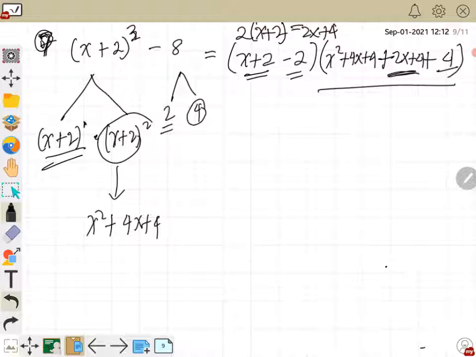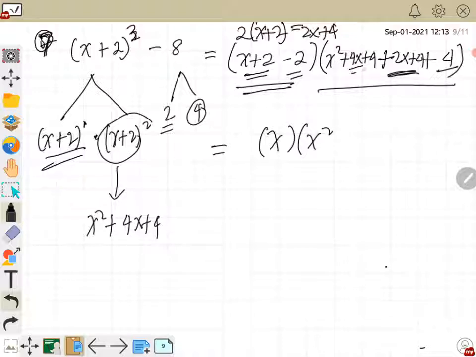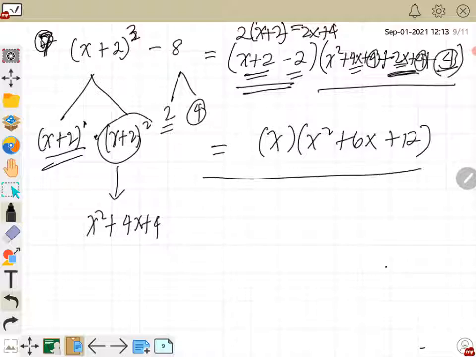So all of this we are going to combine the like terms. We have to combine the like terms as well here. As you can see, x plus 2 minus 2, that's left with x. Then x squared, then 4x and 2x gives us 6x, 4 and 4 gives us 12. This is now our complete factor.